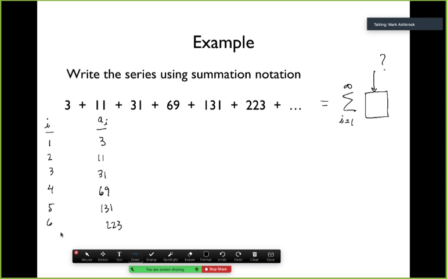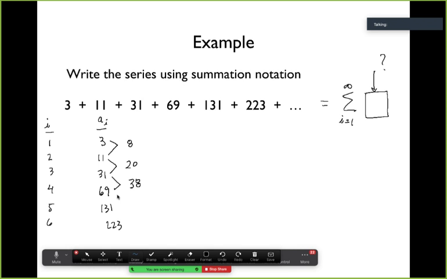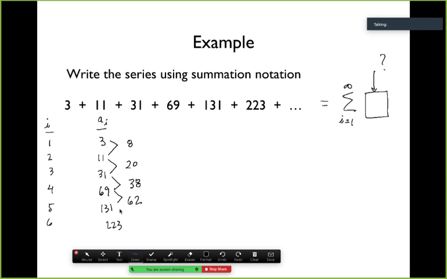It's not immediately apparent what a formula might be to get us the ith term from i. So I'm going to show you a technique that sometimes is really helpful with these. What I'm going to do is take the difference between 11 and 3, which is 8, and then the difference between 11 and 31, which is 20, and continue that way. So what is this? It's 38. This is 62. And then what is this? 90 something? 92? Is that right?